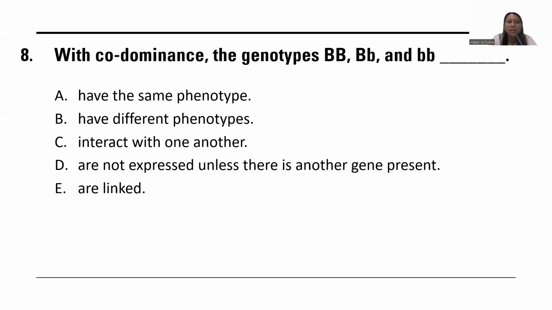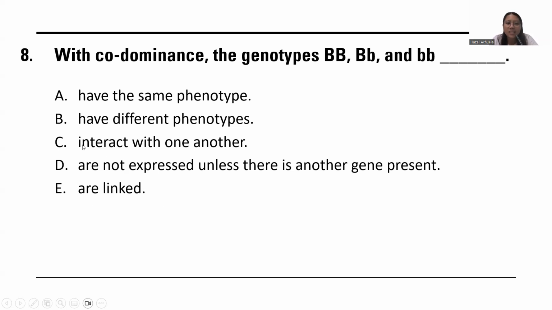Ang consideration natin or ang kino-consider dito sa problem, genotype. Kasi kung babasahin mo yung question, if you complete it, with codominance, the genotypes homodominant B, hetero B, and homorecessive B are linked. No. The genotypes will not be linked. It's only the gene that is linked. Okay? So, eliminate D, eliminate E.